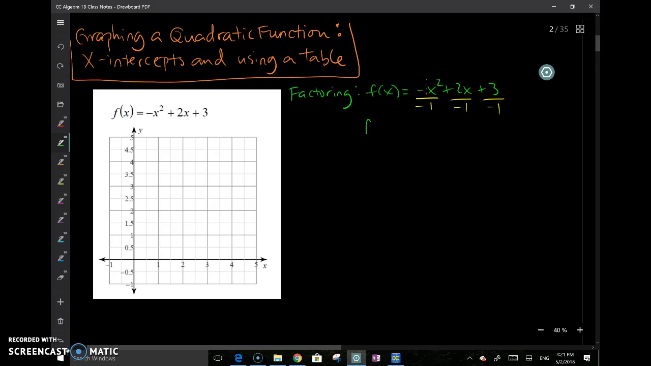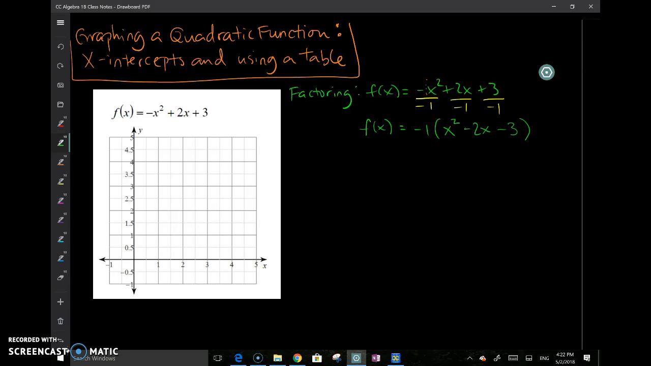I get f of x is equal to -1 on the outside, and then the answer to these divisions on these three terms goes on the inside. So when I divide these two, I get a positive x squared. When I divide these two, I get a -2x. And when I divide these two, I get -3. So this is one step to factoring.